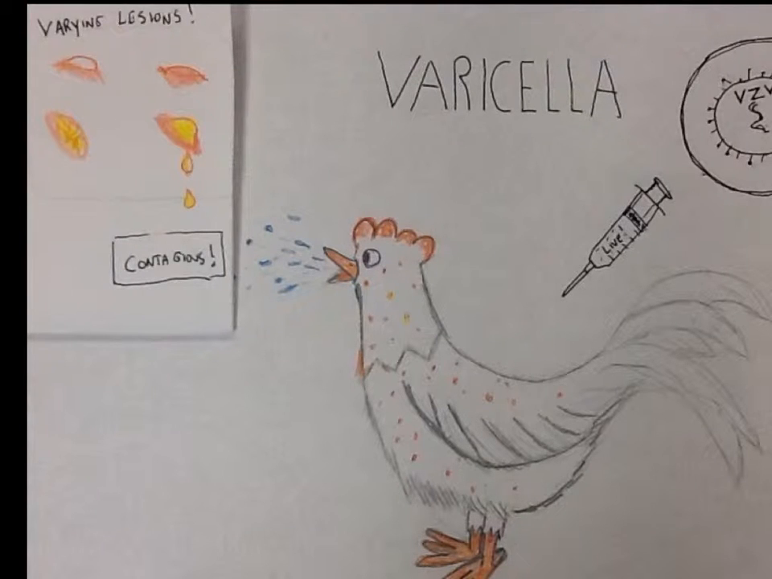The first disease is known as varicella, also known as chickenpox. Chickenpox is common in young people and is distinguished by lesions found in varying states from papule to pustule to crusted over lesion. There is a live virus vaccine available for this disease.